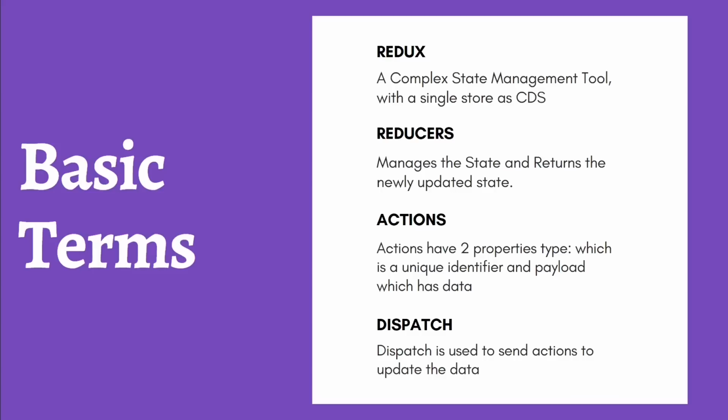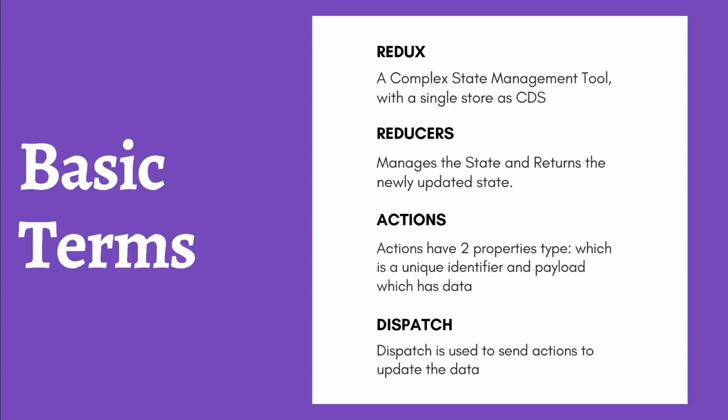About the reducer functions, they manage the state and return the newly updated state. So they are actually the functions which manage the states in Redux, and there are actions which are a part of the reducer function, which is actually the parameter in the reducer function. They have two properties: type, and then a payload property. The type property has a unique identifier in it, and the payload property has the data in it. And about the dispatch, the dispatch is created whenever we want to send event data. So whenever an event occurs, whenever we want to send data to Redux, we have to use the dispatch function to send the actions to update the data. So these are the basic terminologies in Redux.